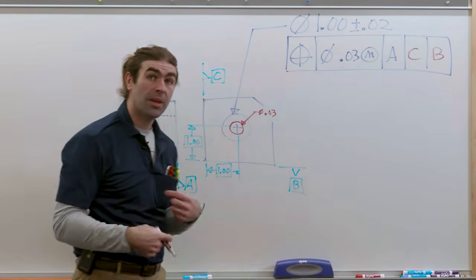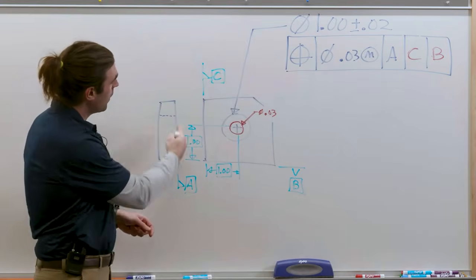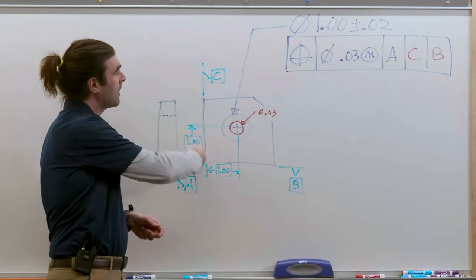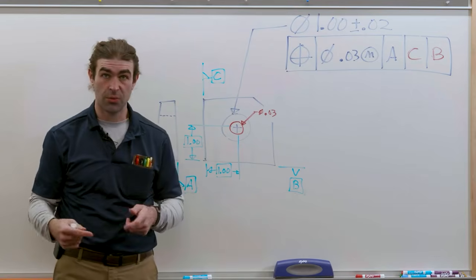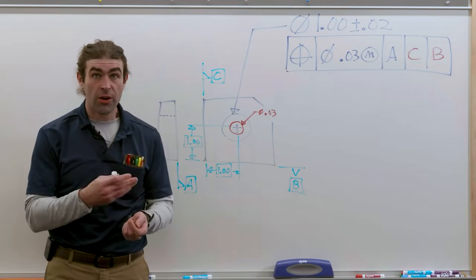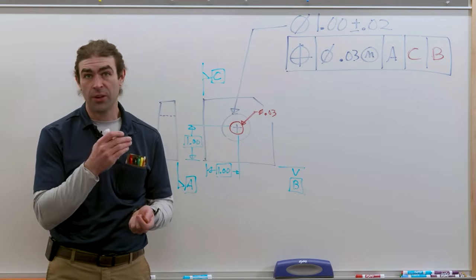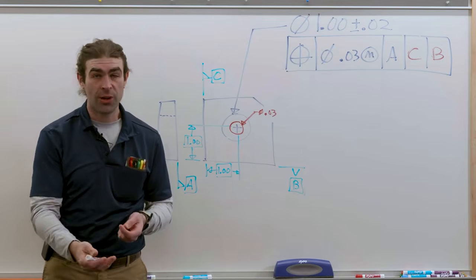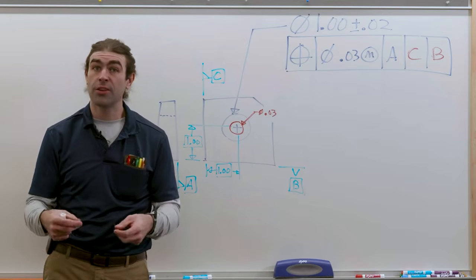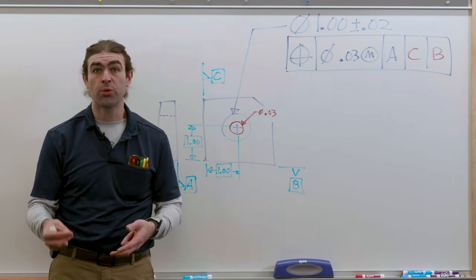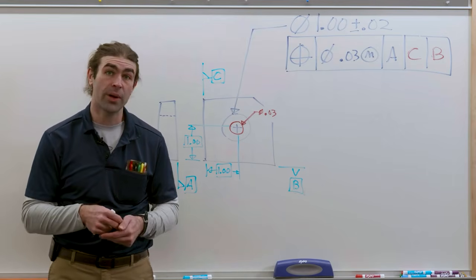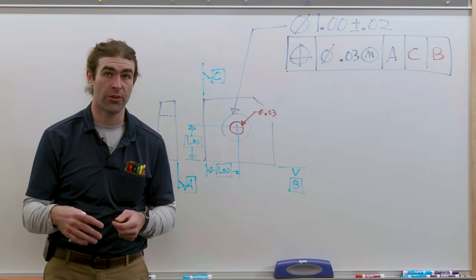It could just as easily be ACB. In this case, we'd set up to A, B, and then C, okay? So they are in order, and it does matter. It's known as primary, secondary, and tertiary. Some people know this as the 3-2-1 rule. So 3 points for the primary, 2 points for the secondary, 1 point for the tertiary.